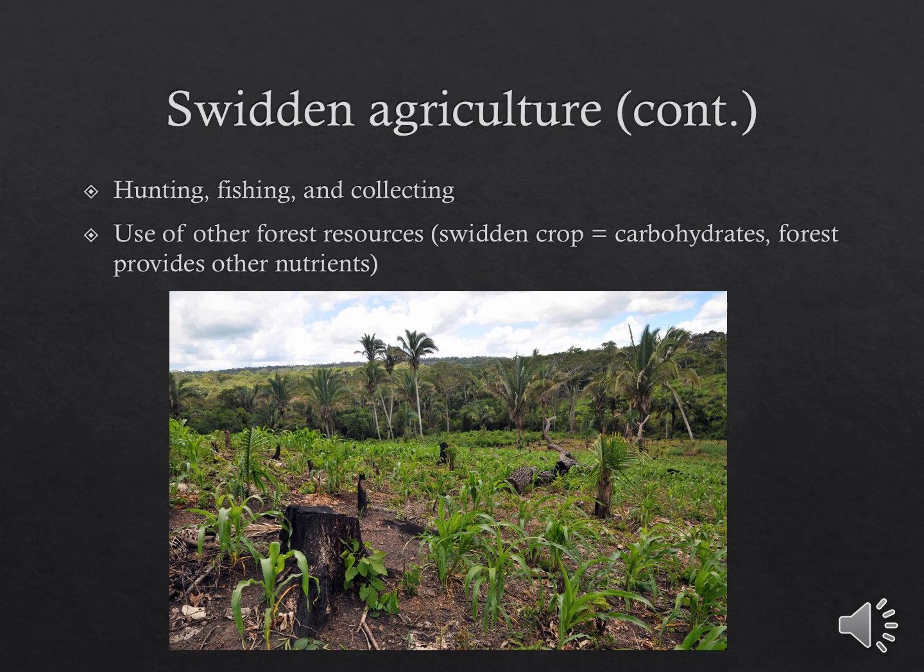The Swidden crops will provide dietary staples like carbohydrates to the diet, right? The base of the diet that we find in all populations. But the forest is also being used. Hunting, fishing, collecting, these are critical components of Swidden agriculture, and they provide those 500 million people with the protein and fat and other aspects of nutrients that they need to survive and grow and reproduce.